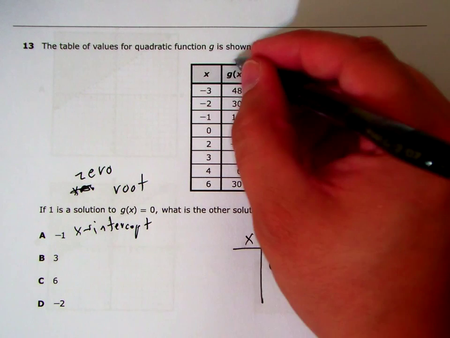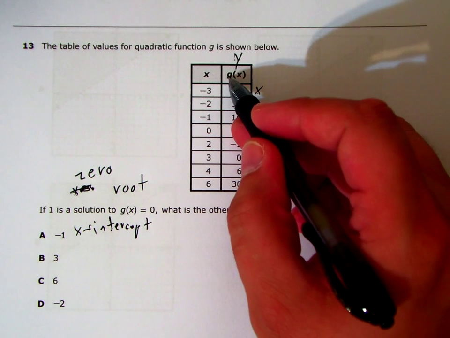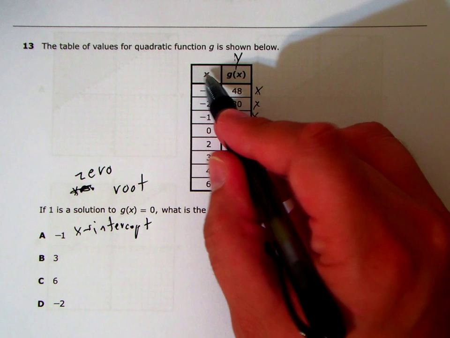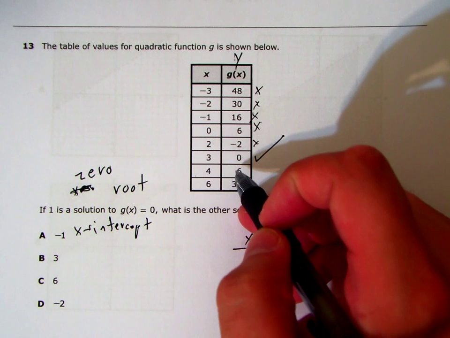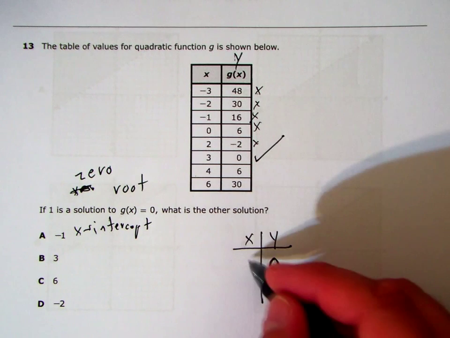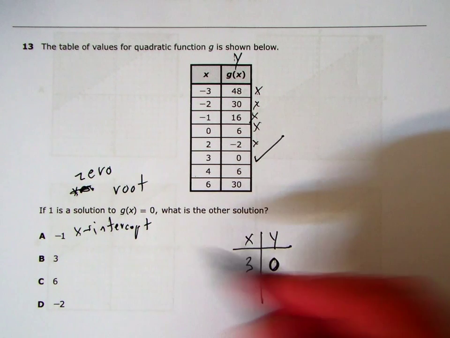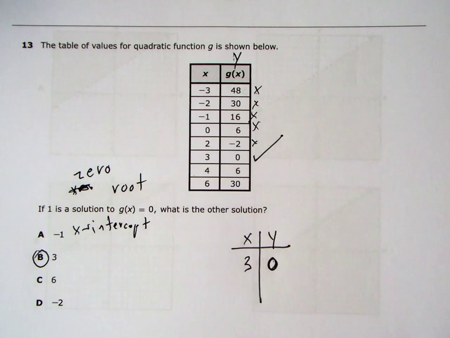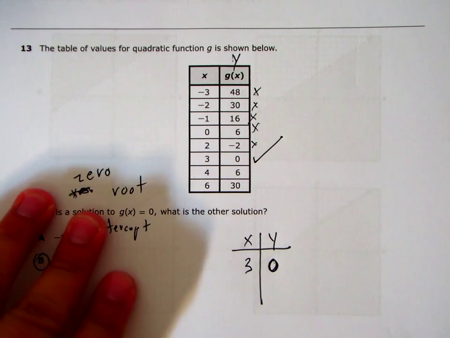Remember, this is x and this is y. I don't care if it says G, L, M, N, O, P, Q, R, whatever it says. This is your x side, this is your y side. When x is 3, y is 0. So that's going to be one of your solutions. So which one is it? B. It's that easy, y'all. I believe in y'all. Y'all can do it.